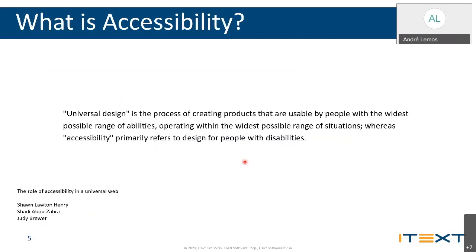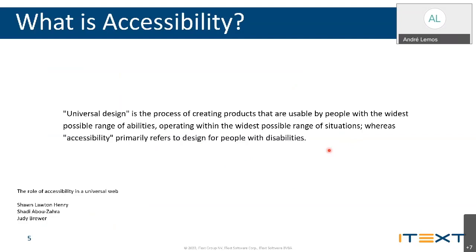Accessibility primarily refers to design for people with disabilities, right? This is the general perception that people have about accessibility. It's only for people with disabilities, whether they're sight or hearing impaired, or maybe they are colorblind, etc.